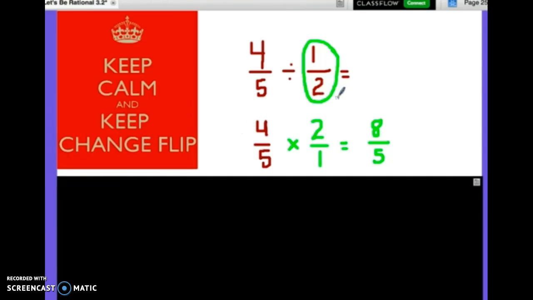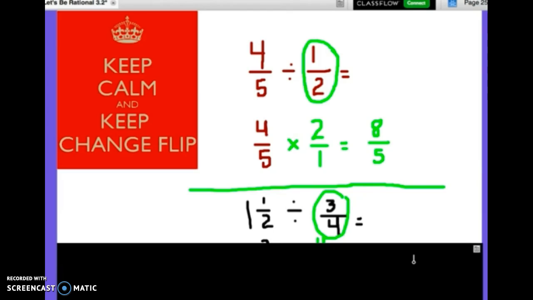So if we have an easy division problem like this, 4/5 divided by 1/2, I always circle that second term so I remember that's the one I'm going to flip. And it's keep, change, flip. So I keep this fraction, I change division to multiplication, and then I take the reciprocal, or I flip this one. Once you've done that, it's really simple to just multiply across. 4 times 2 is 8, and 5 times 1 is 5.